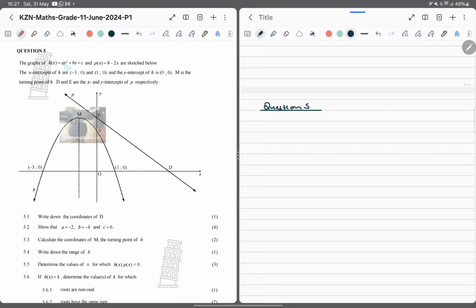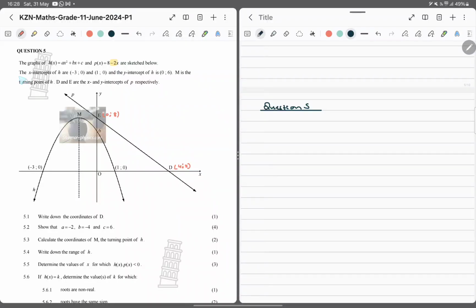The graphs of h of x equals ax squared plus bx plus c, the standard quadratic, and p of x equals 8 minus 2x are sketched below. So the gradient is negative for the straight line. Nice and easy. And we know that at E, it's going to be 0 and 8 because the constant is there. X is 0. If we work out D, we make y 0. So basically, it's going to be 8 divided by 2, which is 4. So this is 4 and 0.